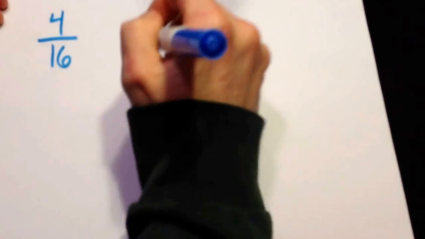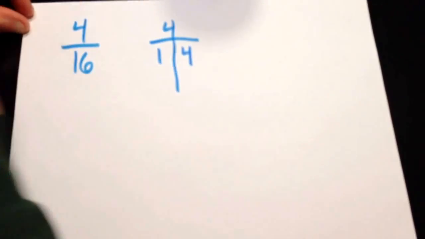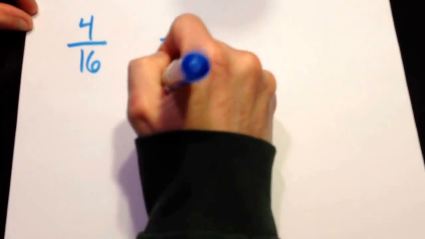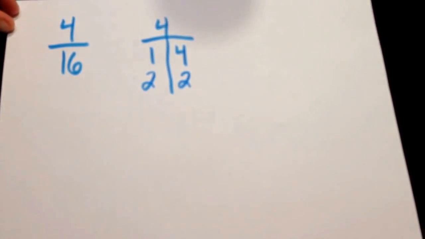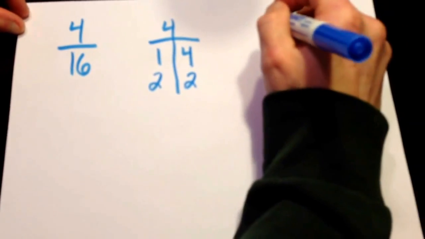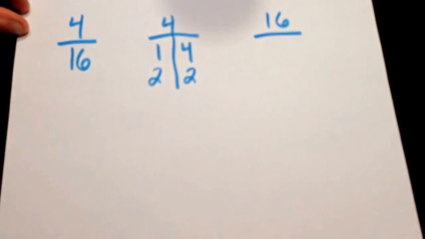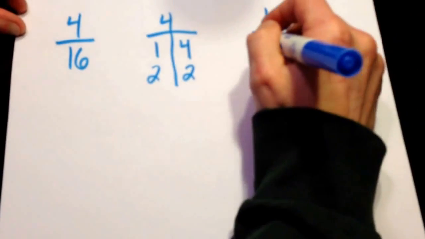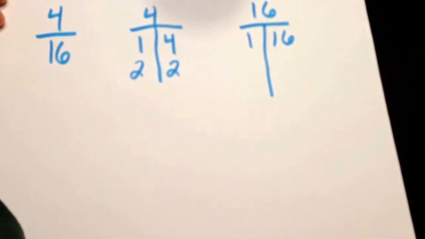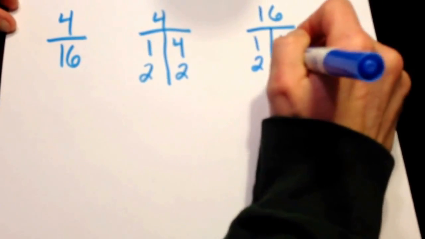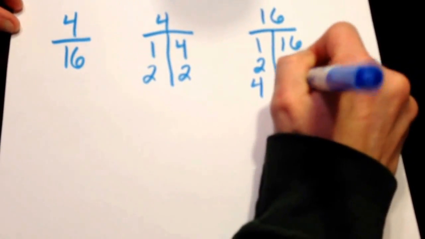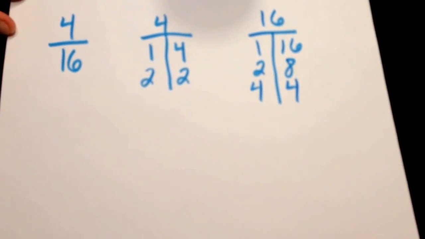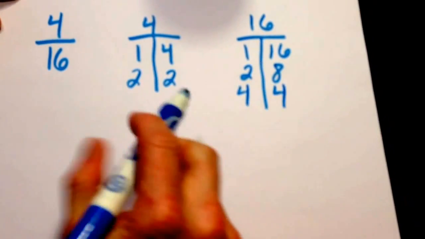My factors of 4 are 1 times 4, 2 times 2. Now let's write the factors of 16. The factors of 16: 1 times 16, 2 times 8, and 4 times 4. Now let's find out what our greatest common factor is.